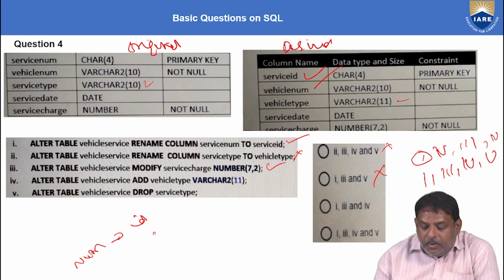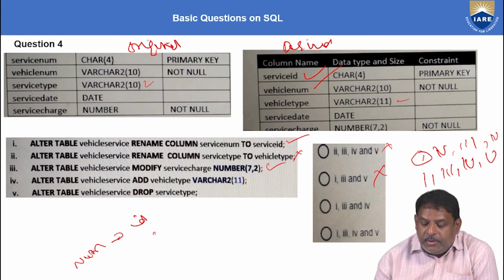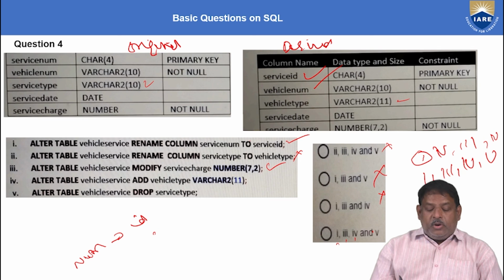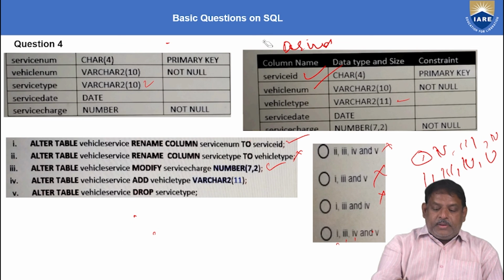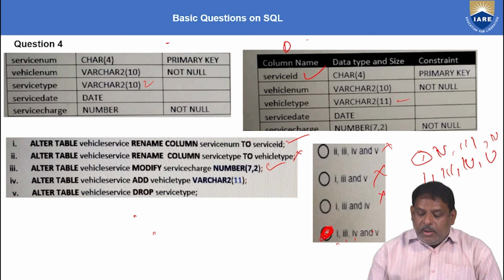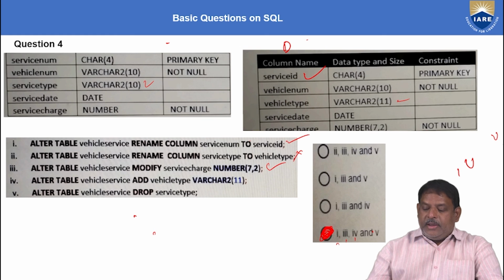Okay. Now we'll see 1, 3 and 4. Here we need to have 5 also because we have dropped the service type. So the answer is 1, 3, 4, 5. Now we'll discuss this solution once again.